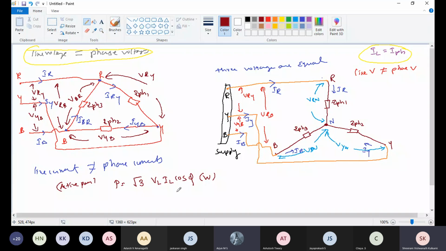Now coming to apparent power: root 3 VL IL. What is the unit for apparent power? Volt ampere, that is VA. Then reactive power, that is Q: root 3 VL IL sin phi. What is the unit of this reactive power? Volt ampere reactive, VAR.